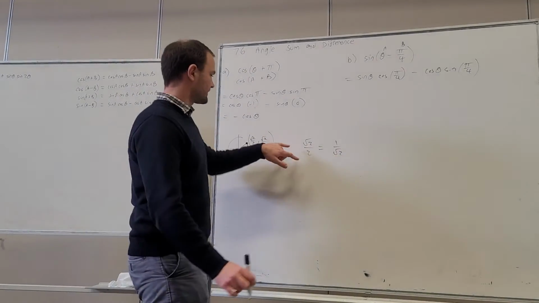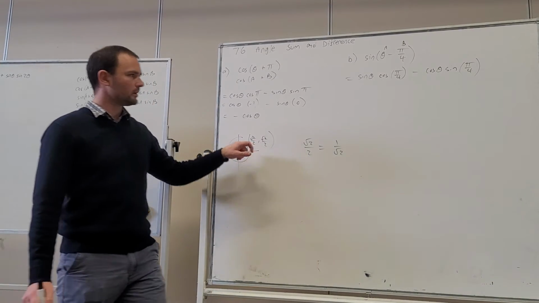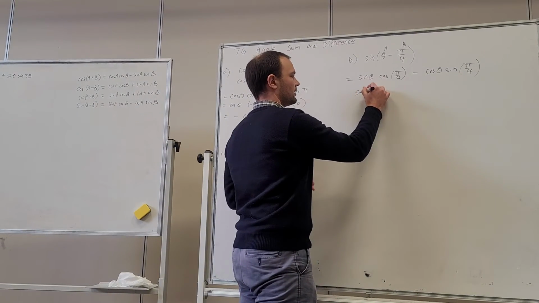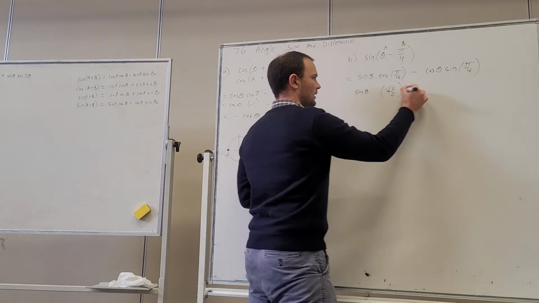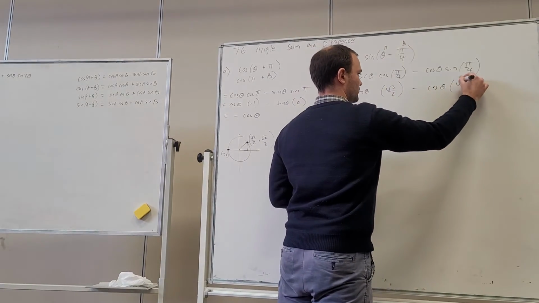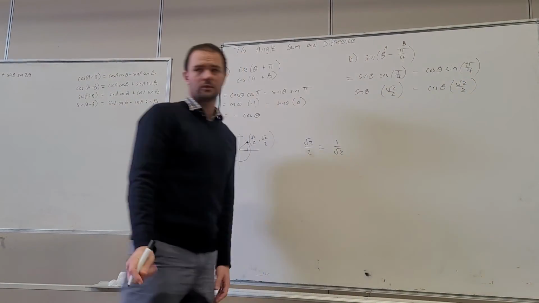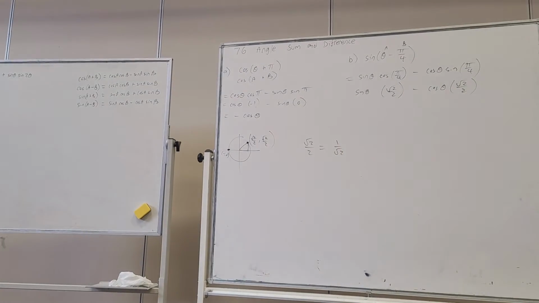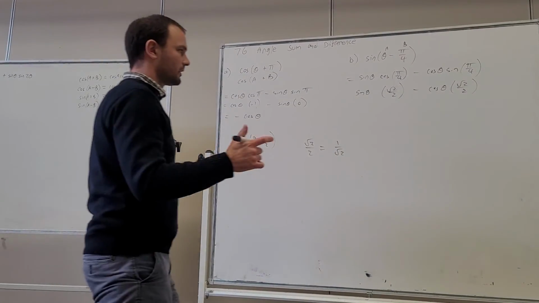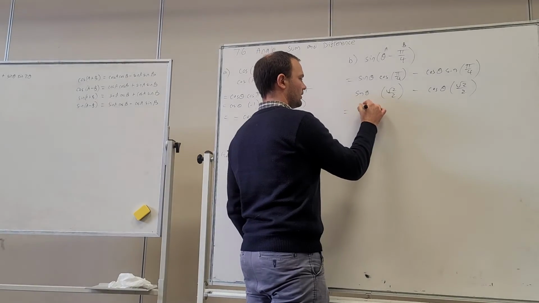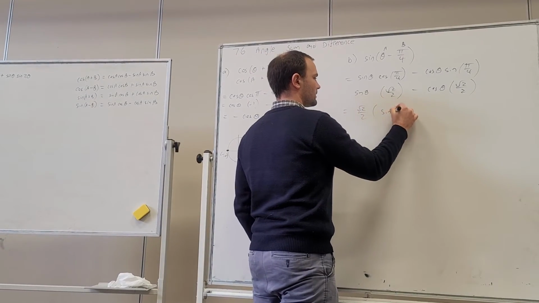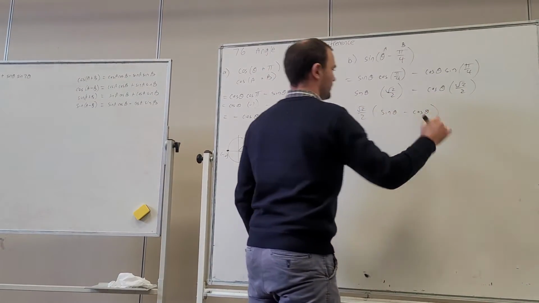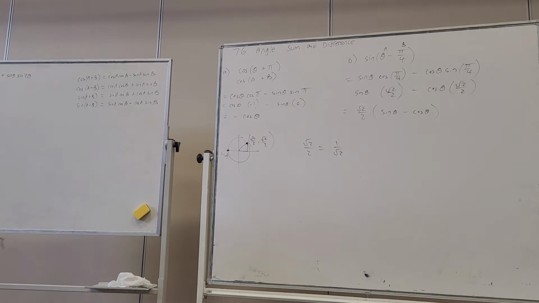Okay, so let's substitute that in. Cos of pi on 4 is root 2 on 2. So it's sine theta times root 2 on 2. Take cos theta times root 2 on 2. Sine of pi on 4 is also root 2 on 2. All right, and there's lots of ways we could write this. It's root 2 on 2 times sine theta take cos theta is probably the simplest way to write it.